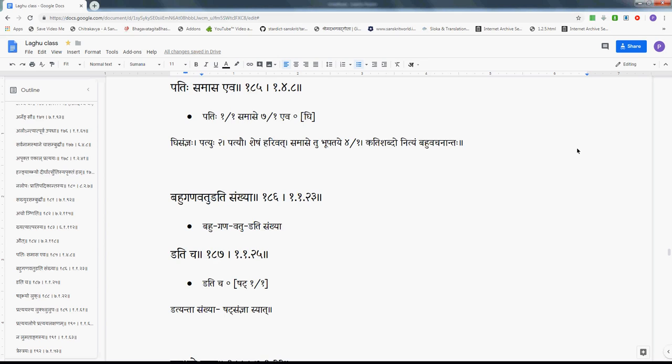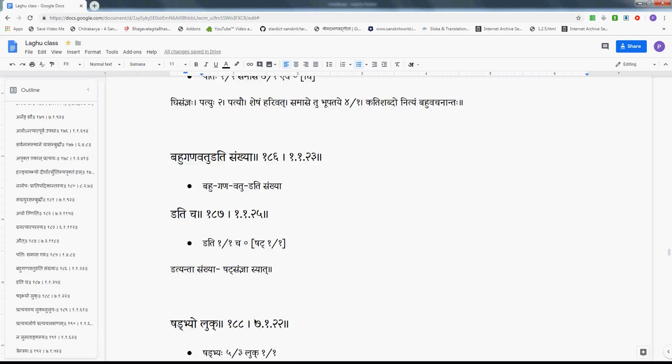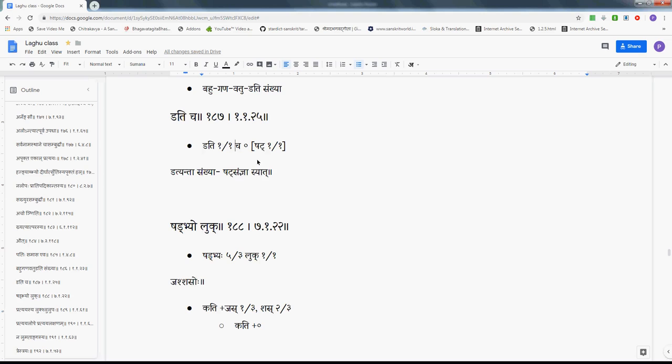So dati here is a pratyaya, it would be 1-1. So kati becomes a sankhya and becomes shat, means it gets the name sankhya and shat. And then we saw further shadbhyo look, the shat sanya: whatever gets shat sanya means dati gets shat sanya, after shat, whichever are called as shat. So all of these, bahugana vatu and then datyanta, are included here, and therefore plural shadbhyo look. What will undergo look? Jas sasoho look bhavati. Jas and shas will undergo look.